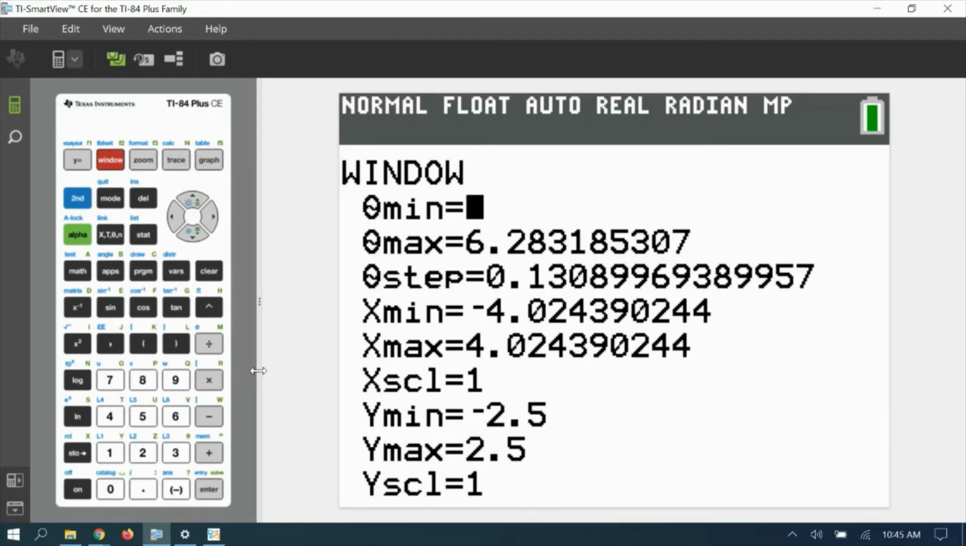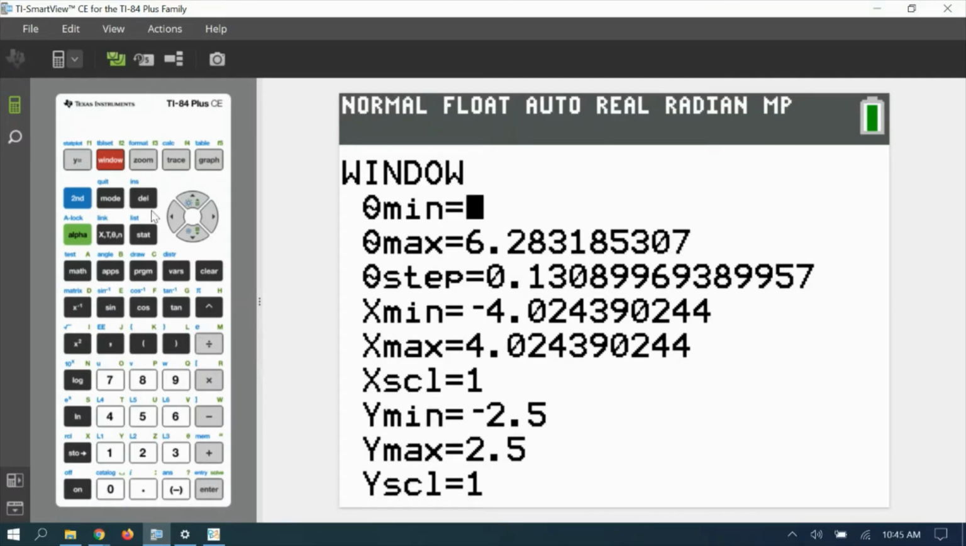Again, with the theta step, remember the calculator is just approximating this graph. It's not actually graphing the curve. So the smaller I make the theta step, the more points the calculator is going to graph and the more accurate it's going to be. The larger I make the theta step, the less accurate my graph's going to be. And if I make it too big, the graph will just kind of be useless.